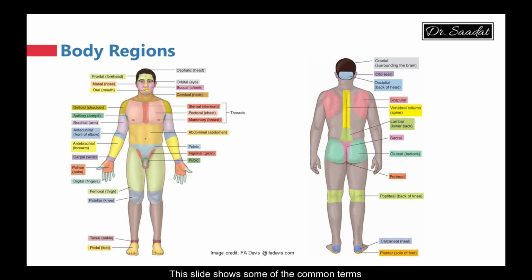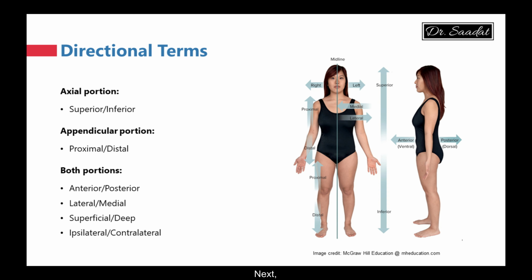This slide shows some of the common terms for different parts and regions of the body. Take your time to go over them several times to memorize these terms. Next, let's go over some of the common directional terms. Make sure to remember that these terms describe the location of a structure compared to another structure in the body.